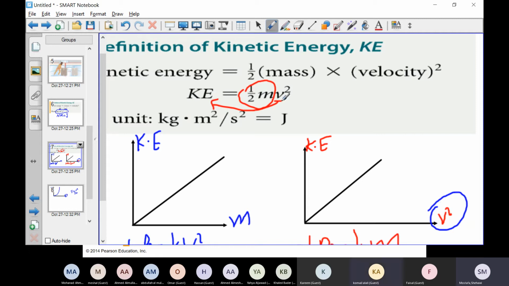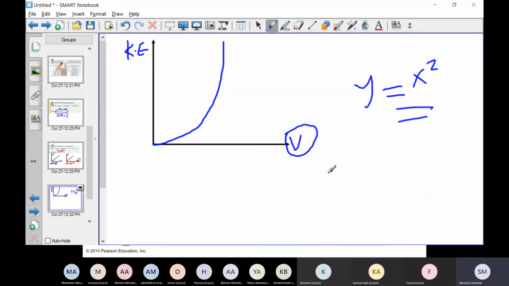If the velocity increases 4 times... Mister, I still don't understand why the graph looks like sometimes it's a straight line and sometimes it's curved. No, not sometimes. Here it's squared, here it's not squared. But what's the difference? Why does this one become curved and the other one isn't?